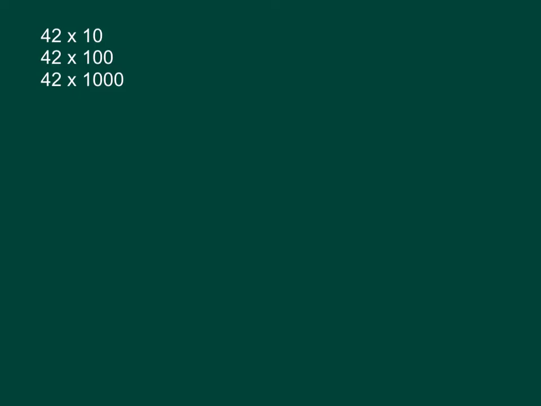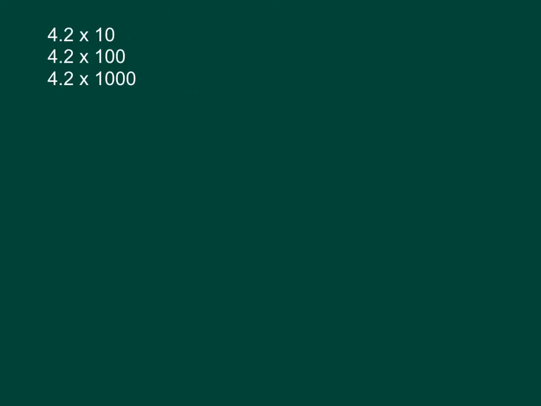So when we multiply 42 by 10, the 4 is in the tens place, so it moves to the hundreds because there's 1 zero in 10. So we get 420. When we multiply by 100, we get 4,200 because everything has moved 2 places. And then when we multiply 42 by 1,000, we get 42,000. And so it does look like you just add the number of zeros as there are in your multiple. But I want to think about that.